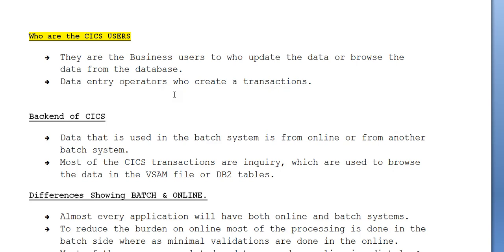In order to store the data, we provide screens to the data entry operators. They enter it manually, or with the help of some automation tools they log the data into the screen. So these are the main real-time users who use the CICS screens, the direct black-screen CICS screens.